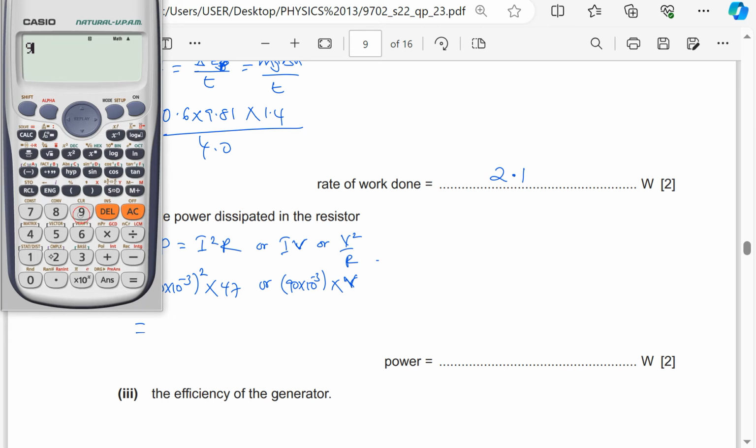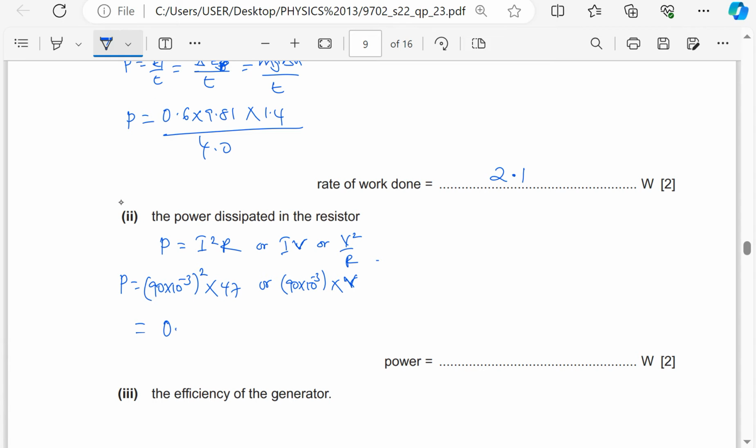So this is going to be 90 exponent minus 3 squared times 47, which is 0.38. So the power is 0.38.